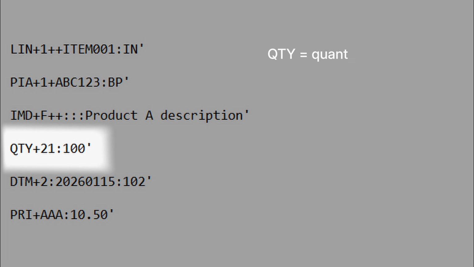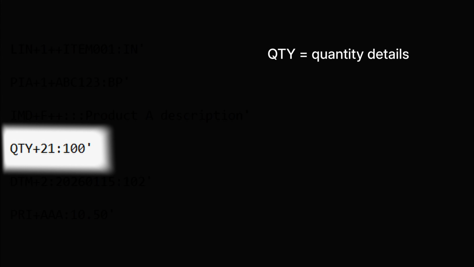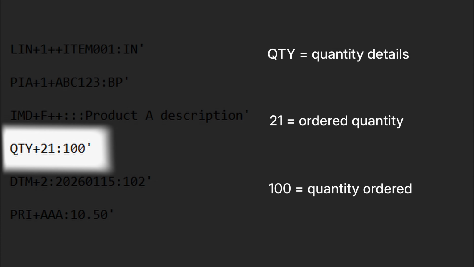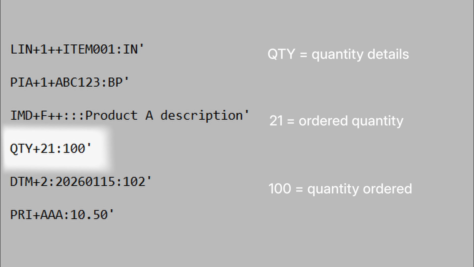The QTY segment defines the order quantity. Qualifier 21 means order quantity. The value 100 means 100 units. The DTM segment at line level defines a delivery date specific to that product. This allows different products in the same order to have different delivery dates.